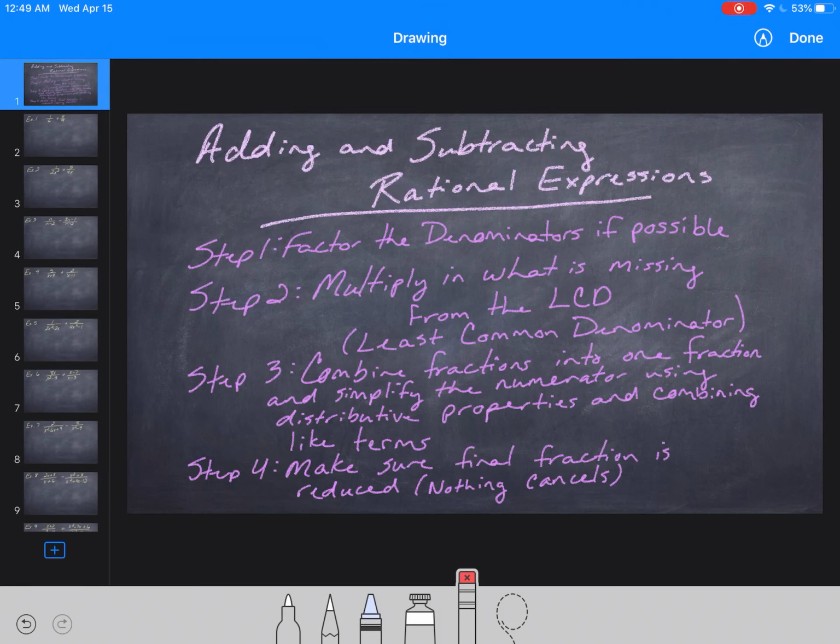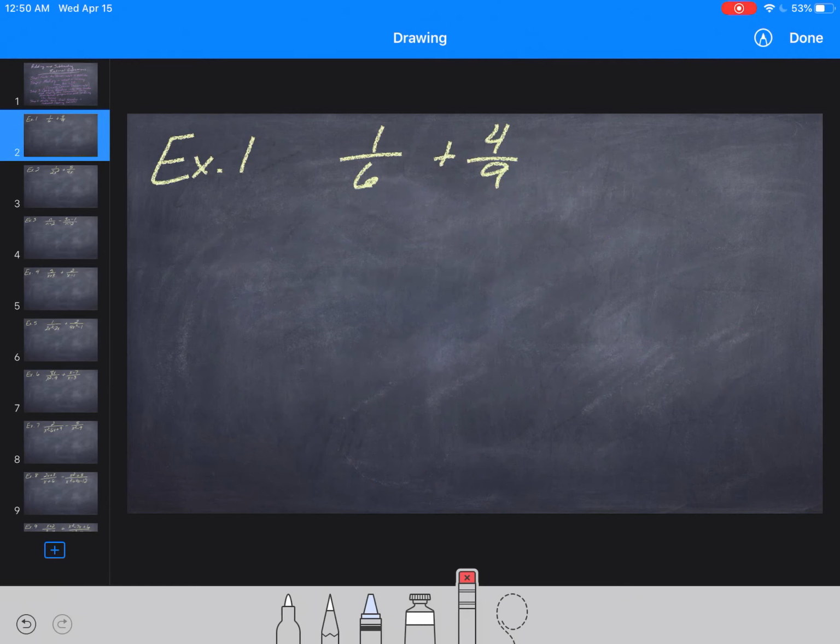Step 3. Combine fractions into one fraction and simplify the numerator using the distributive properties and combining like terms. Step 4. Make sure the final fraction is reduced. You're going to factor your numerators, factor your denominators, and make sure nothing cancels.